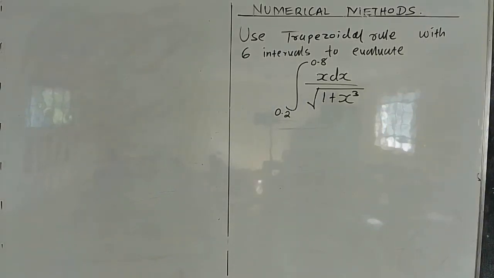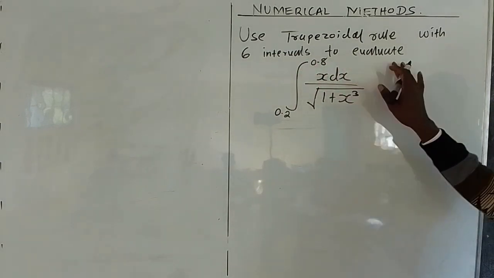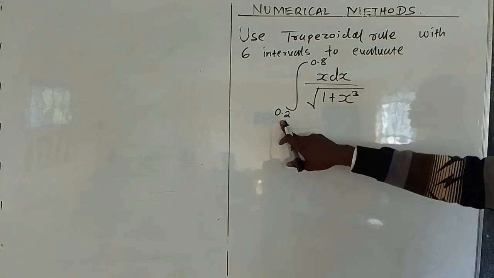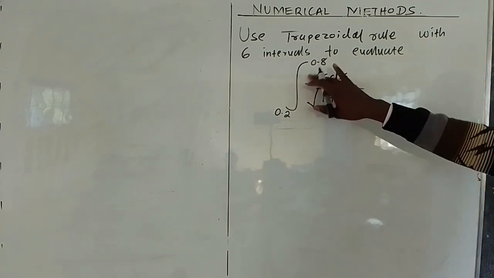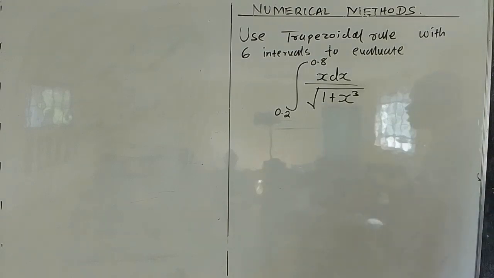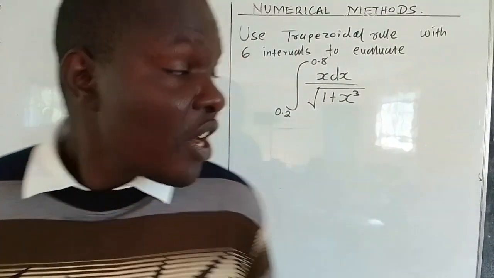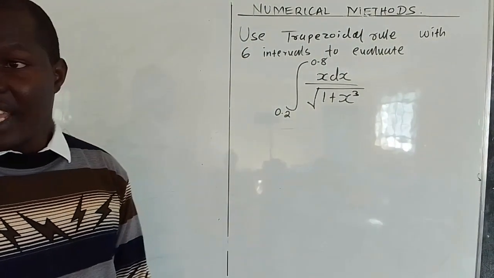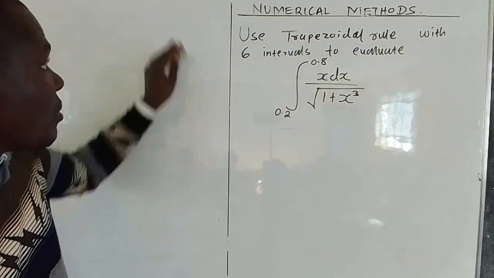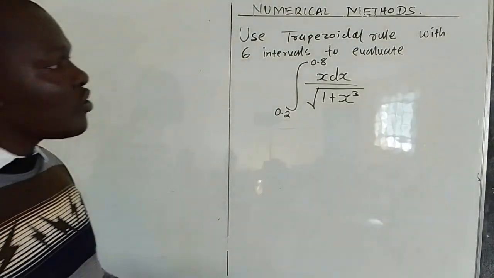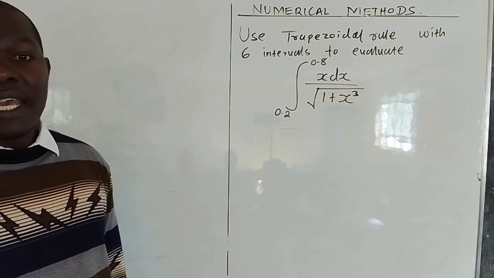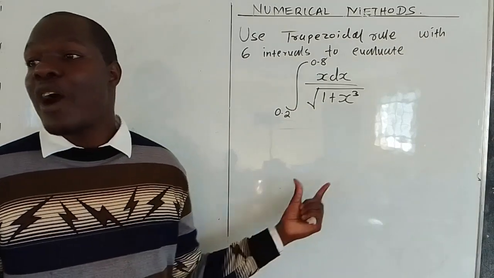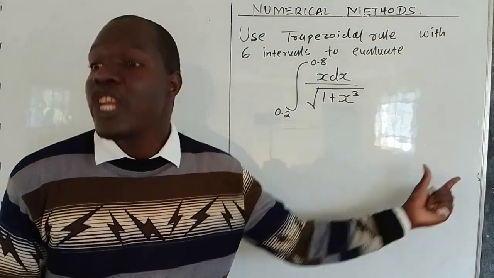So we want to use the same case with the trapezoidal rule. You've been told to use the trapezoidal rule with 6 intervals to evaluate the integral from 0.2 to 0.8 of x dx over the square root of 1 plus x cubed. To evaluate the area under this, as we explained with the mid-ordinate rule, you need to know how many intervals and how many ordinates you are dealing with.